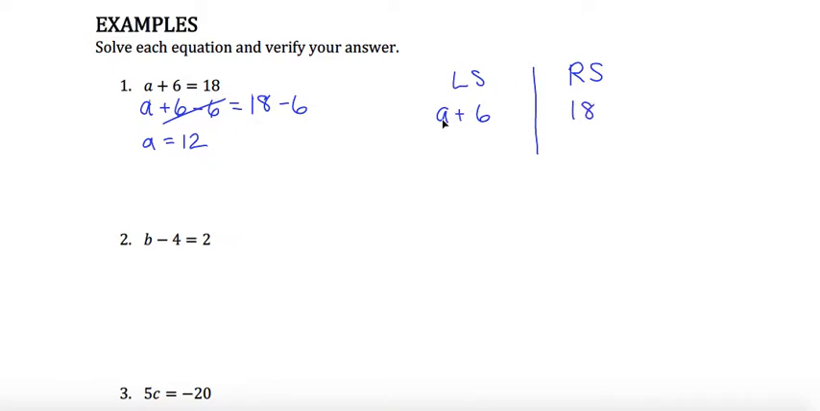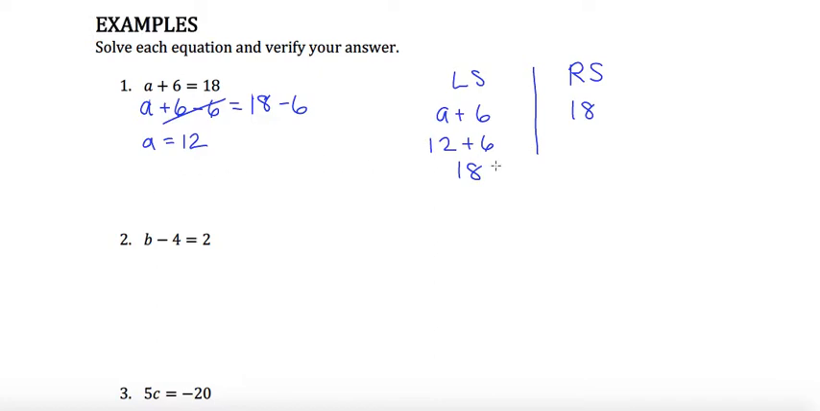So now I'm going to substitute in the value that I solved for, 12, for a and see if the left side equals the right side. So I have 12 plus 6, and 12 plus 6 is 18. Look at that, they're both exactly the same.